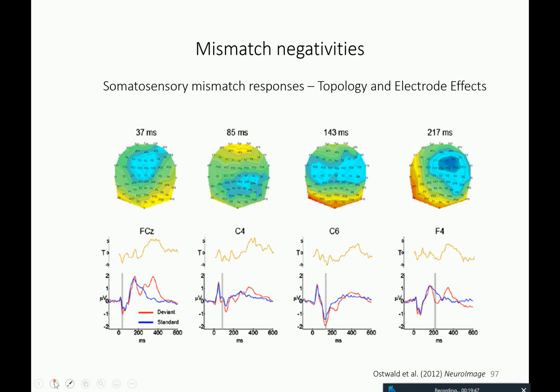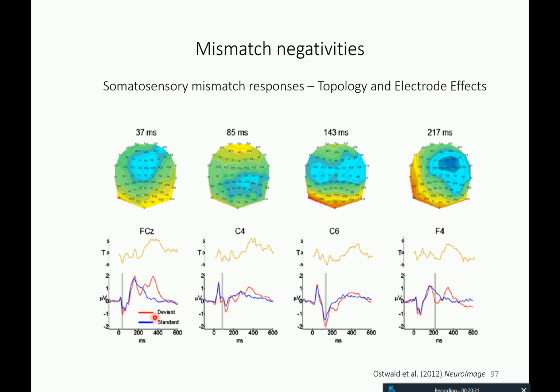So this is again data from myself in somatosensation, where we did effects a little bit different. We wanted to go away from these oddball designs, because one of the disadvantages of oddball designs is that, of course, you have many more standards than deviant stimuli. The best thing to do in this case is to take as standard only the stimuli that happen immediately before a deviant, so that you have the same number.